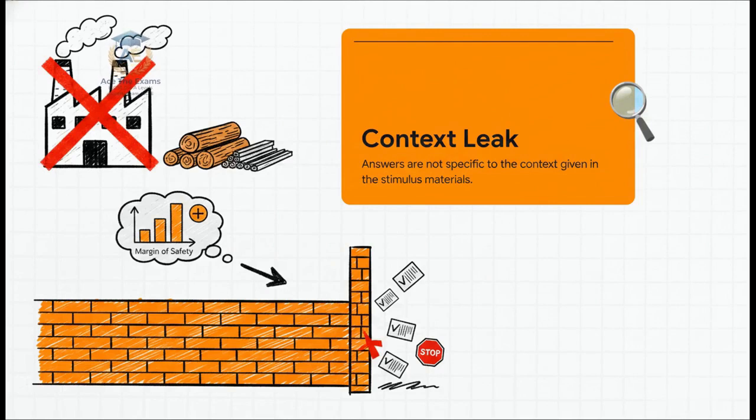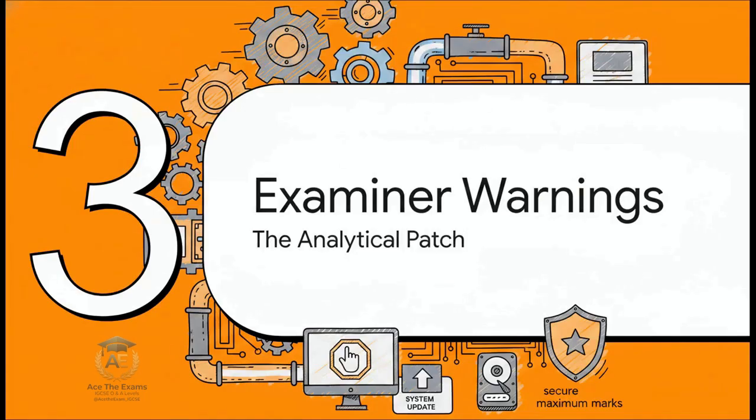So the absolutely crucial point here is avoiding what we call a context leak. A context leak occurs when your extended response fails to apply specifically to the unique context given in the stimulus materials. For instance, if the exam gives you a scenario about a specific manufacturing business facing a raw material shortage, and your analysis string just spits out generic textbook definitions of the margin of safety, well, your code isn't specific to the given environment. The examiner firewall will immediately block your marks. Boom, denied. Let's boot up Section 3, the analytical patch.